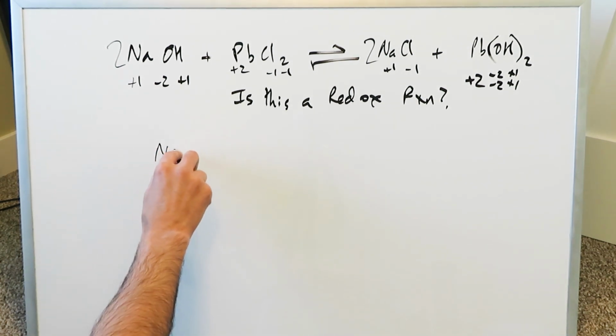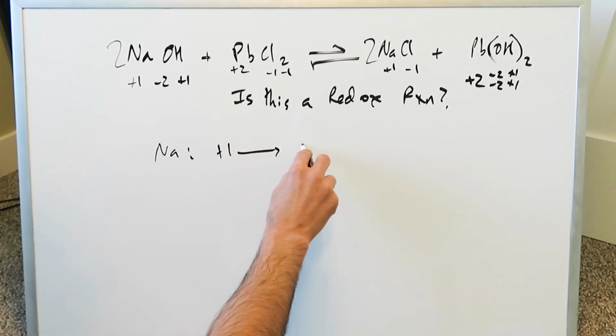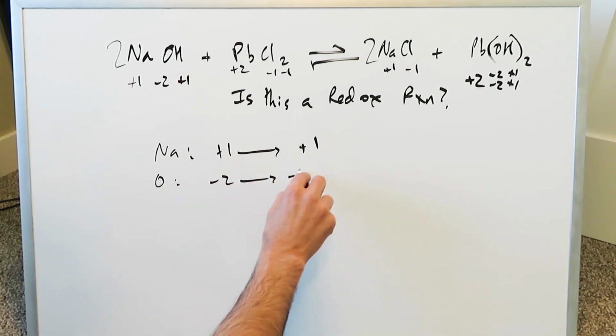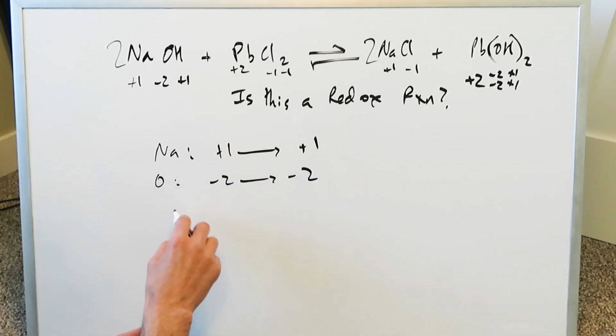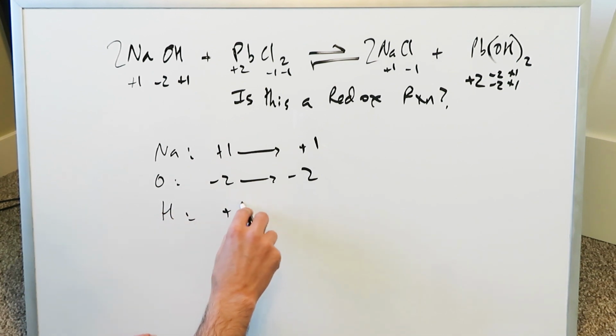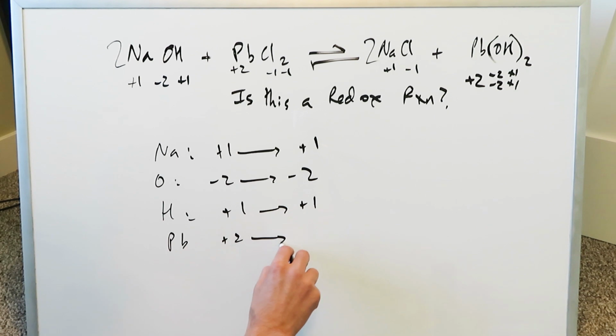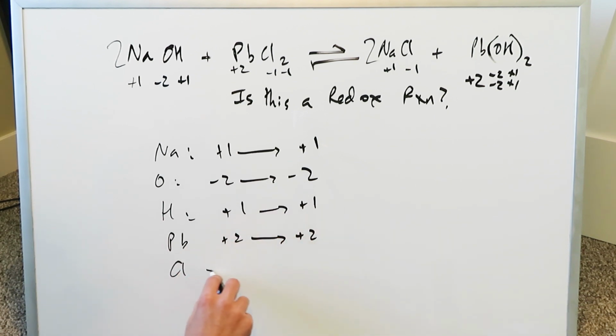When you're looking at sodium over here, it's going from a +1 and it stays a +1. When you look at oxygen, it stays at -2, never changing to anything other than -2. Hydrogen here is always +1 to +1. Lead goes from +2 to +2, and then chlorine. In all instances, as you see here, for chlorine it's -1 and staying -1.